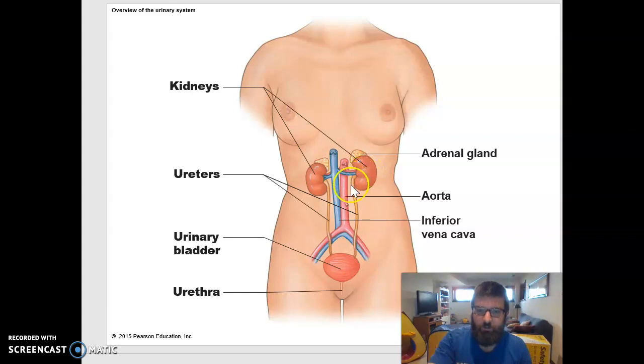The ureters, which take the freshly made urine from your kidneys, and the bladder, which stores that urine until we have an appropriate moment, let's say, to get rid of it, and the urethra, which takes the urine from the bladder to the outside world.